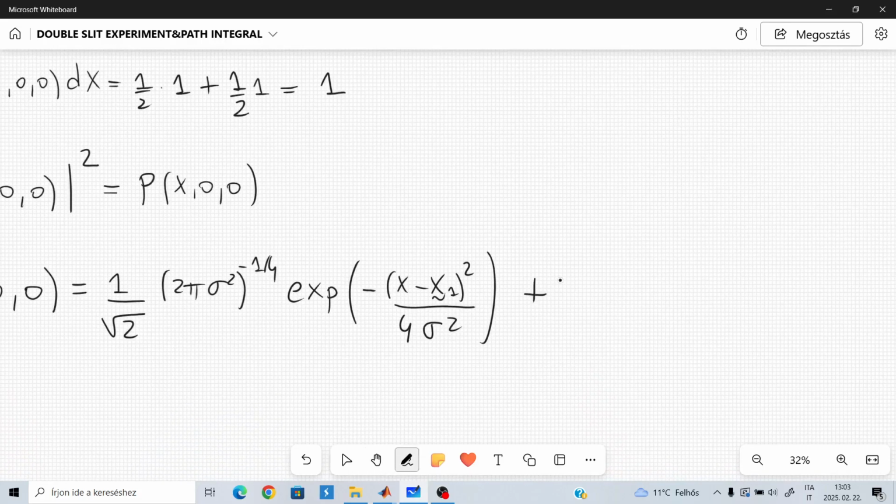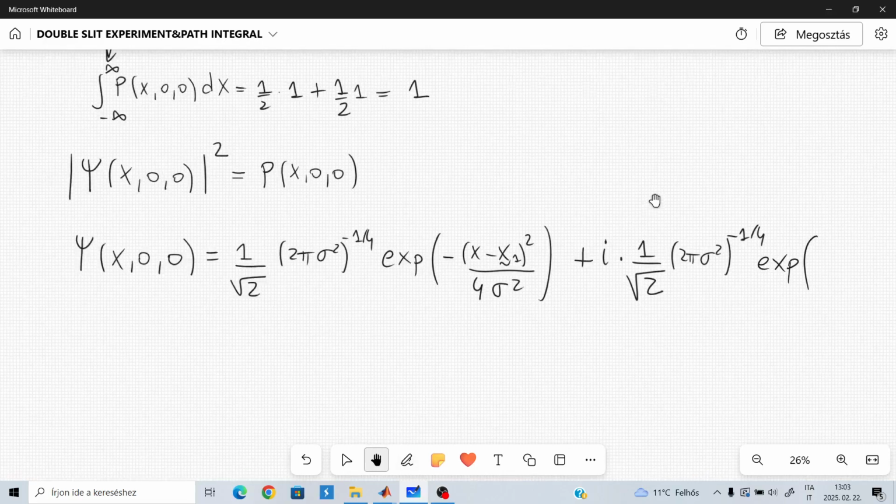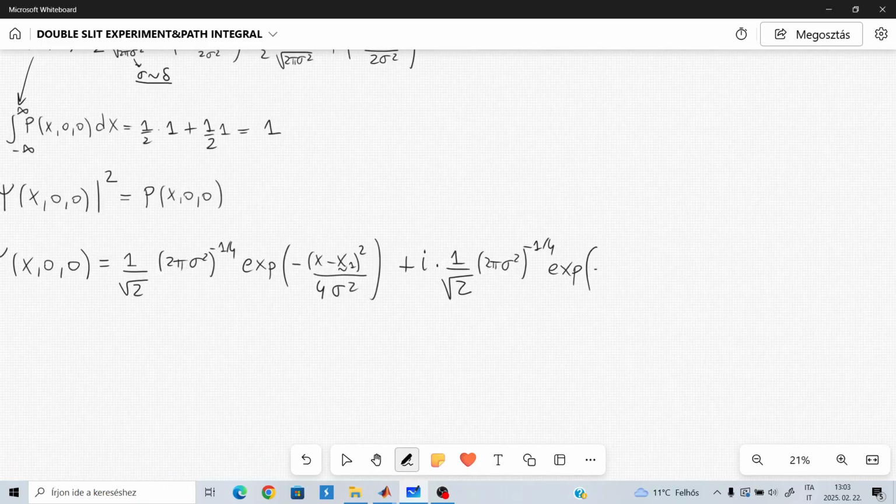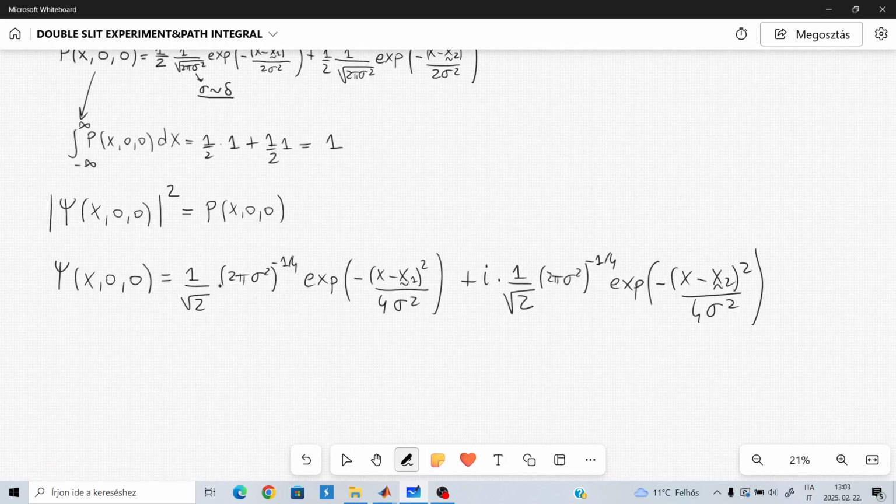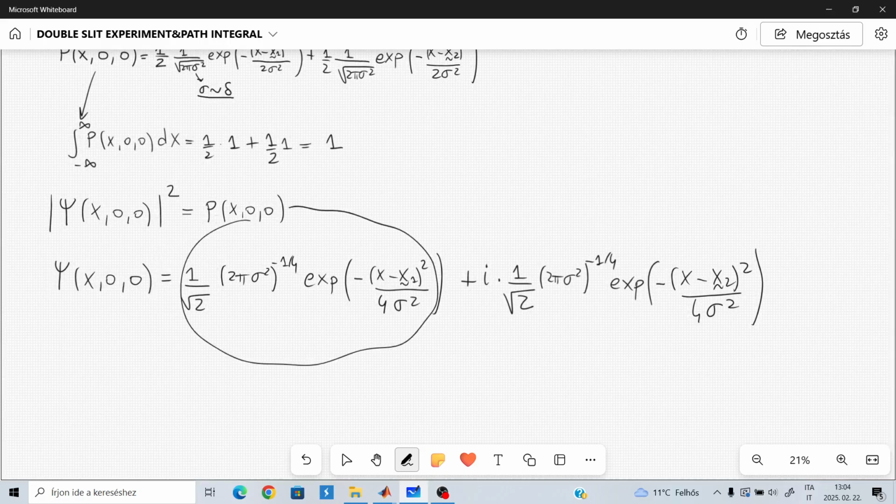Then, as I said, I multiply by i, and then I have something similar here, 1 over square root of 2, 2 pi sigma squared to the power minus 1 over 4, exponential of, let me zoom out, minus x tilde 2 squared divided by 4 sigma squared. Now, if you take the modulus of this probability amplitude and square it, you can simply square this part and then square this part. And this is thanks to this factor of i, which appears. So this is the real part and this is the imaginary part.